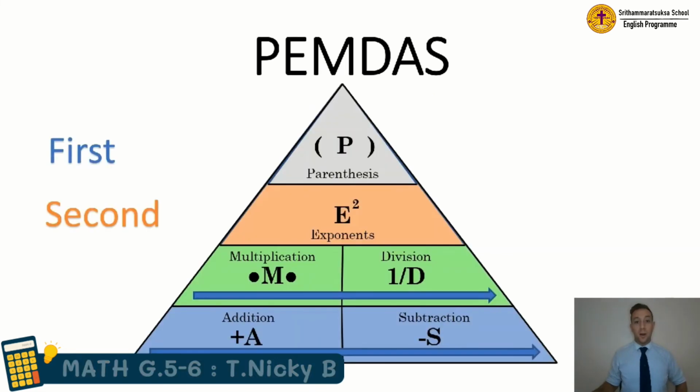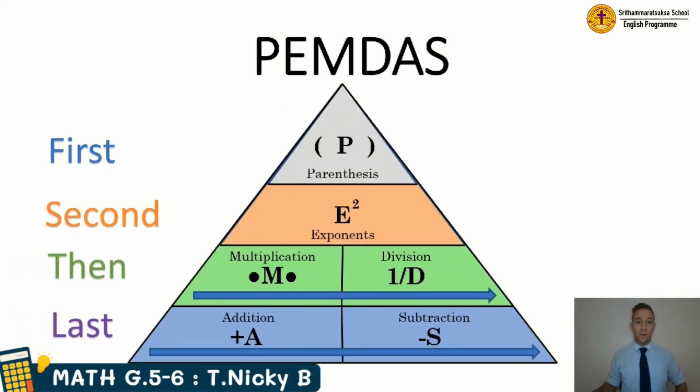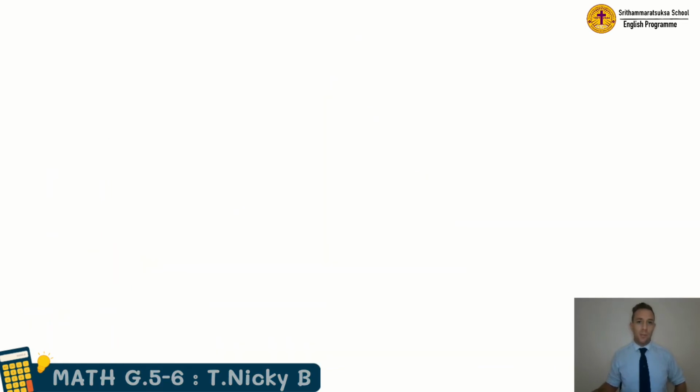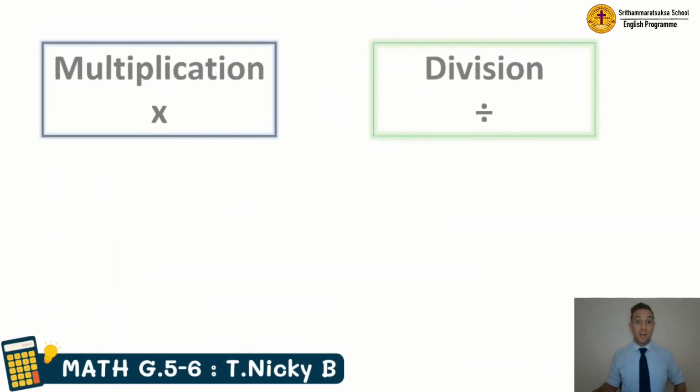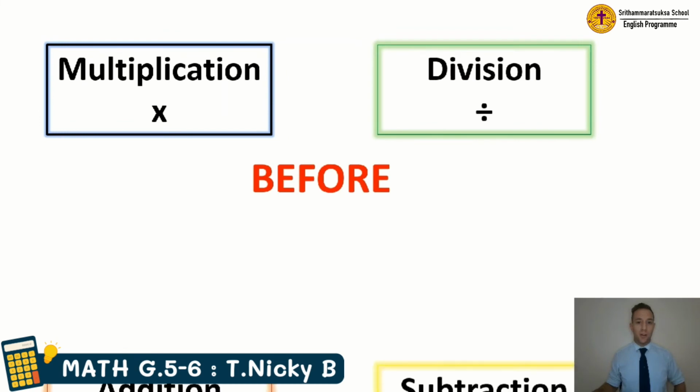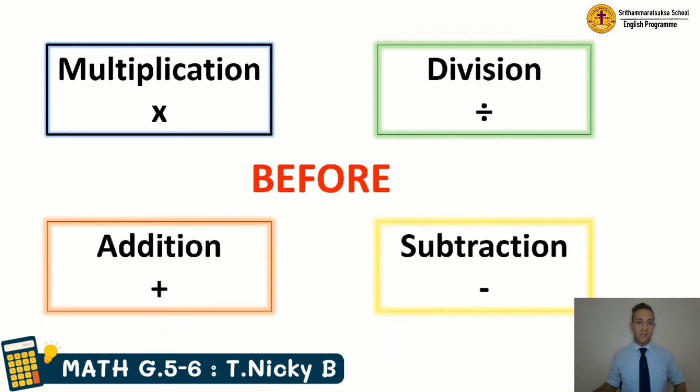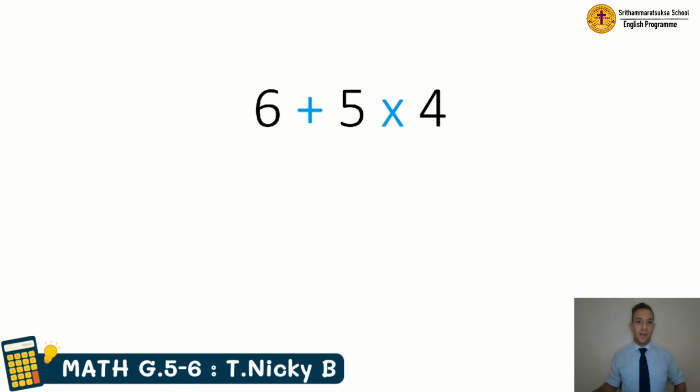Alright, the last part of our PEMDAS pyramid is multiplication, division, addition, and subtraction. We're going to look at these rules together. But before I begin, you must always remember that multiplication and division must be done before addition and subtraction. Let's look at the next example. 6 plus 5 multiplied by 4. We know that we must begin with multiplication first. So 5 multiplied by 4 is 20. 6 plus 20 is 26.